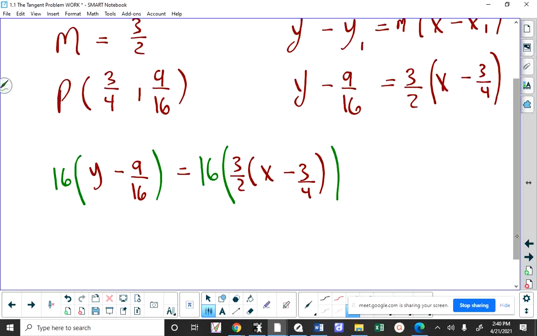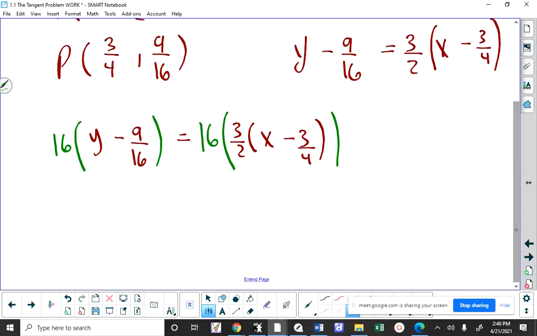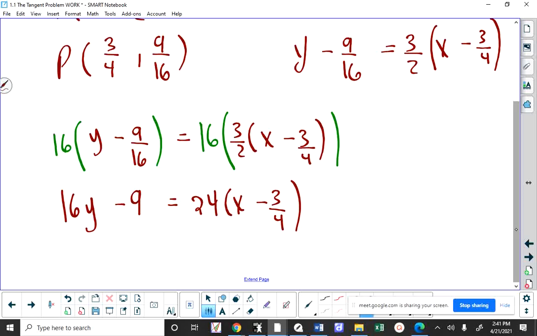The reason why I say they may come back is this is going to get rid of this 16 and it's going to get rid of this 2. It's not going to get rid of the 4 inside of the brackets, but I suspect it will go away once we multiply it through. So I get 16y minus 9 equals 16 times 3 over 2. Well, 16 over 2 is 8. 8 times 3 is 24. And my suspicion was right. When we multiply that 24 through, we will get rid of that denominator of a 4.